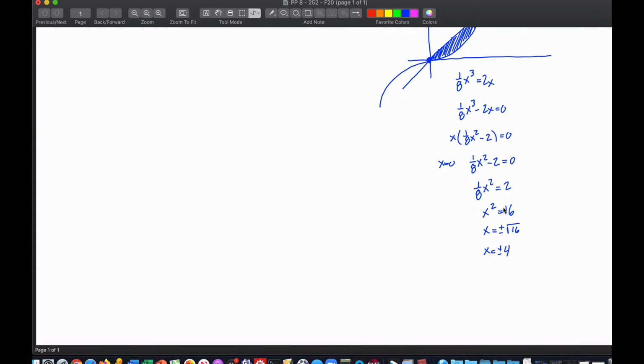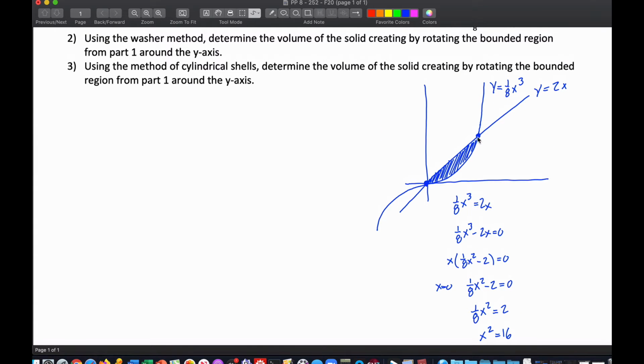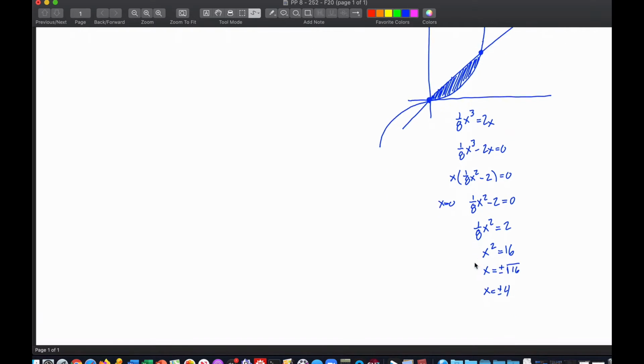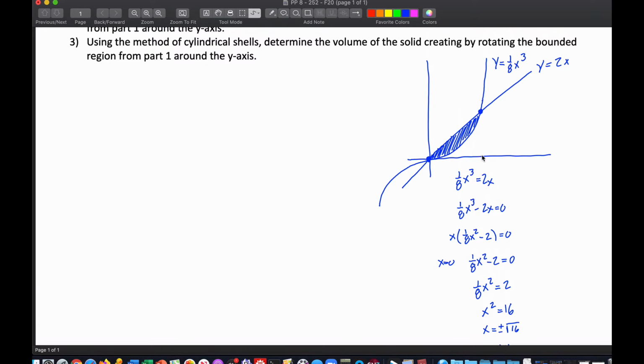And you're like, whoa, weird, why are you getting positive and negative answers? Well, because there's a point of intersection up here and another one down here. But since we're only interested in the bounded region that's in the first quadrant, it's just the positive solution that we care about. So this right here is equal to 4. And to figure out the y-coordinate where they intersect, you could just take this 4 and plug it into either of these two equations, and regardless of which one you plug it into, you should see that 8 comes out. That's probably more than enough detail for my picture, so maybe I'll call that good.